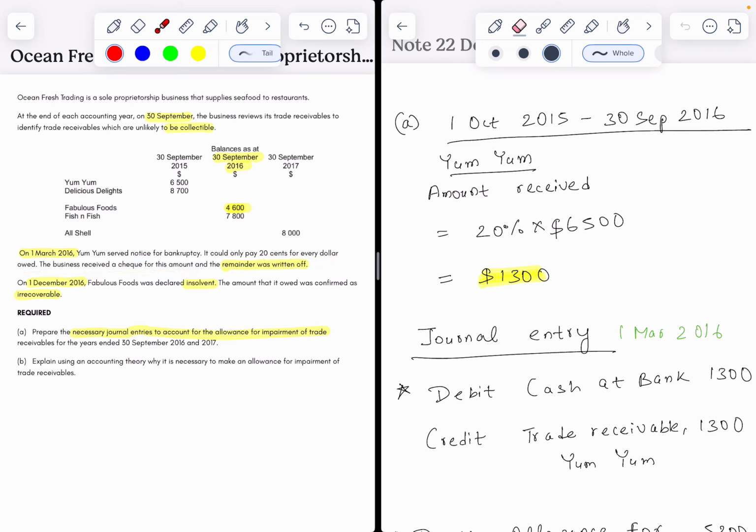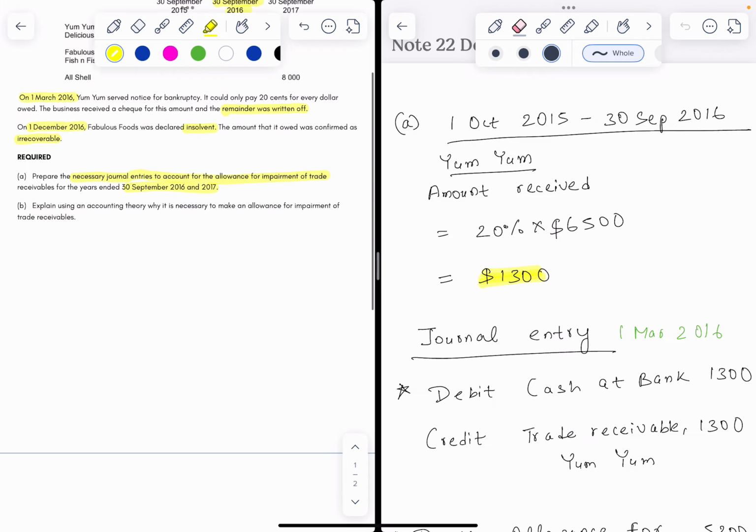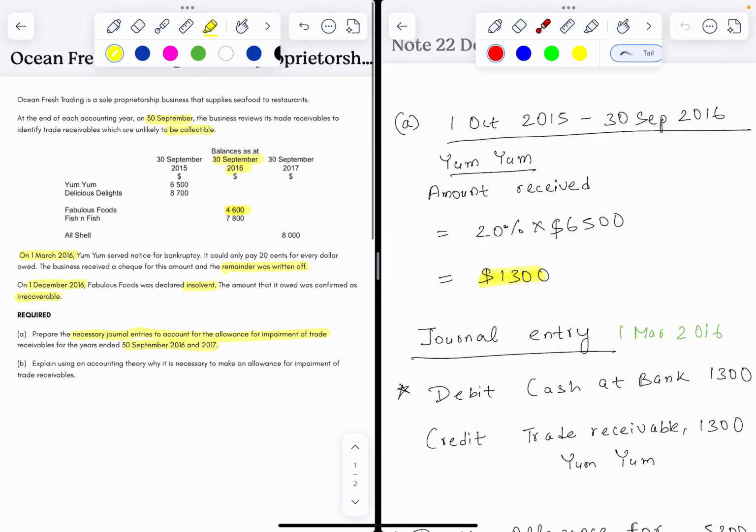All right, so let's look into the first requirement in part A, which requires us to prepare all the journal entries to account for the allowance for impairment of trade receivables for the year ended 30 September 2016 and 30 September 2017. All right, so the first year would be from 1 October 2015, since we understand that the business has a financial year that ends on 30 September. Okay, so that means a new financial year must always begin on 1 October.